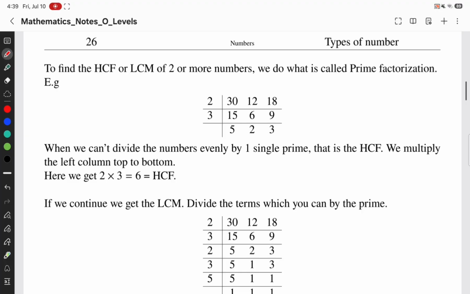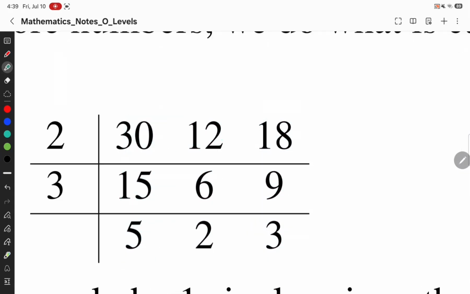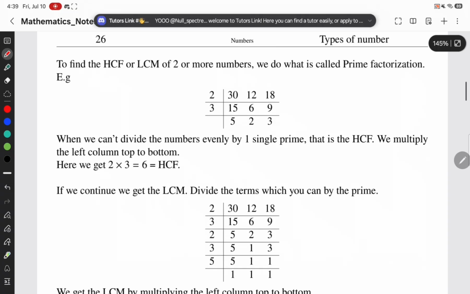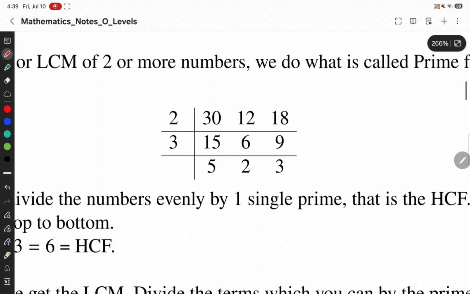To find the HCF or LCM of 2 or more numbers, we do what's called prime factorization. Example, you have this. I'm doing it with 3 inputs. It's a little rare to get 3 inputs in your exam. You will only have 2 inputs in the exam. I'm just using 3 inputs because it's a little rare, so that's why I'm doing it with 3. When you do prime factorization, how do you do it?